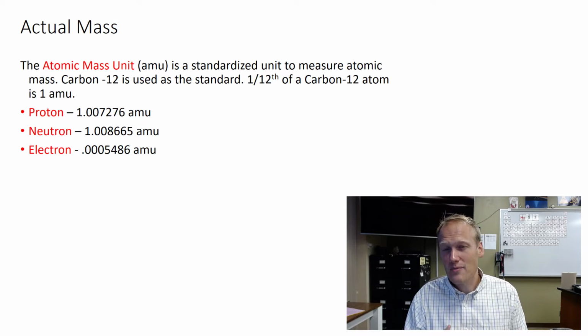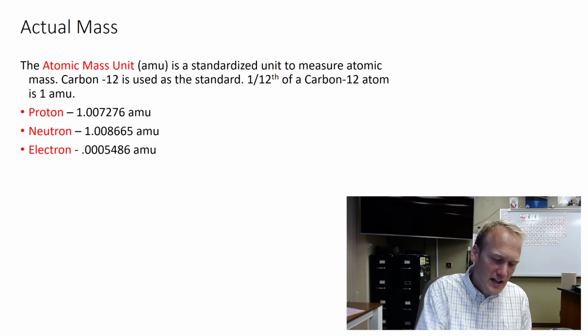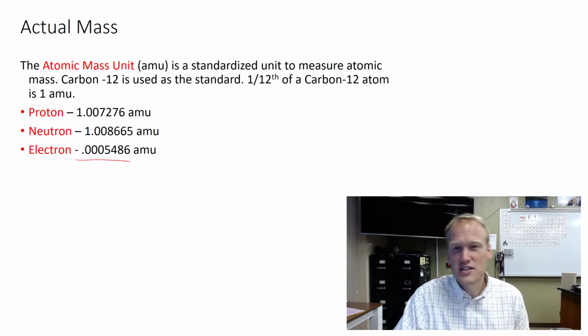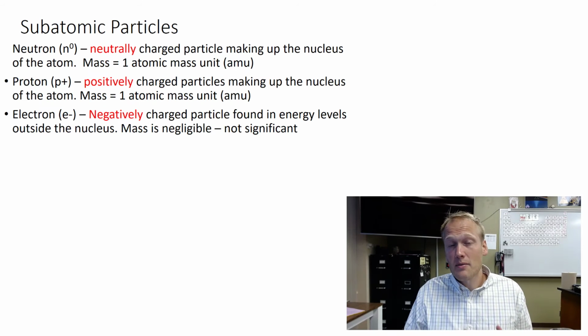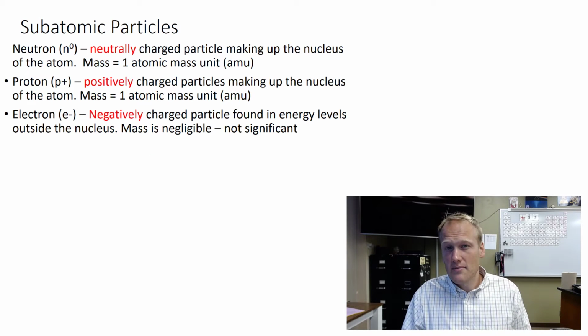Protons and neutrons have a mass that's pretty close to 1, and so when we add up the mass of any atom, we usually just count them as 1. You'll also notice that electrons have a very, very small mass. Because of this, when calculating the mass number of an atom, we don't even use the electron as part of that mass. So these subatomic particles are all around the atom.